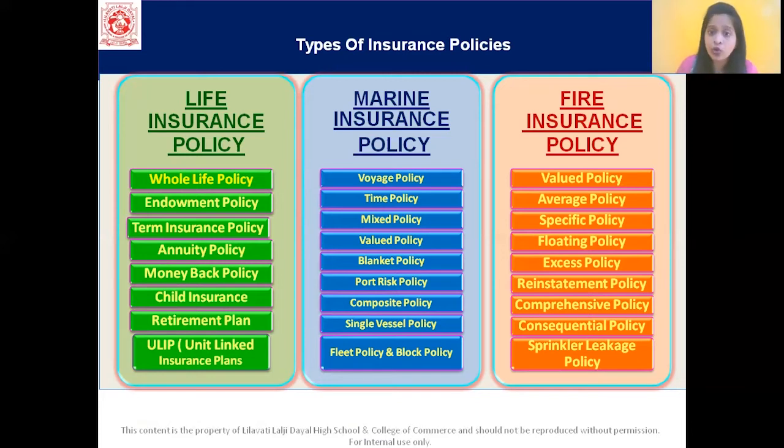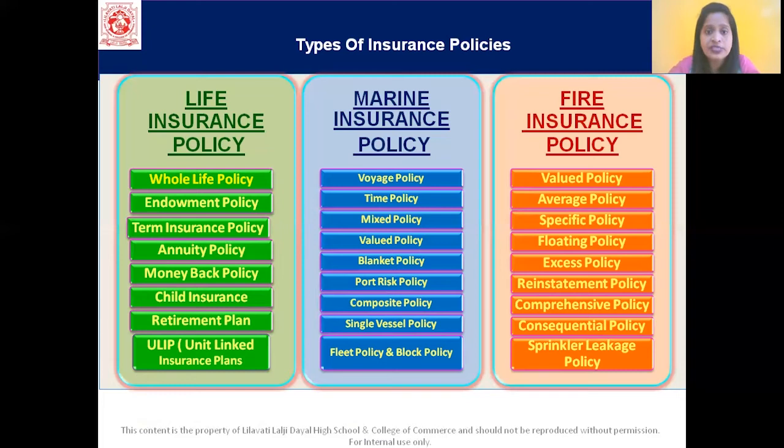Then you have valued policy. So here, students, the goods are insured for an agreed value between the insurer and the insured at the time of taking the policy. Then, students, you have blanket policy. Now, what is blanket policy? It is basically taken for a maximum limit for a required amount, for protection of the full amount. You get the full amount along with the premium in the blanket policy.